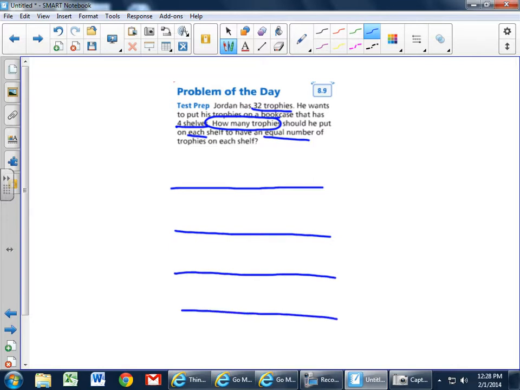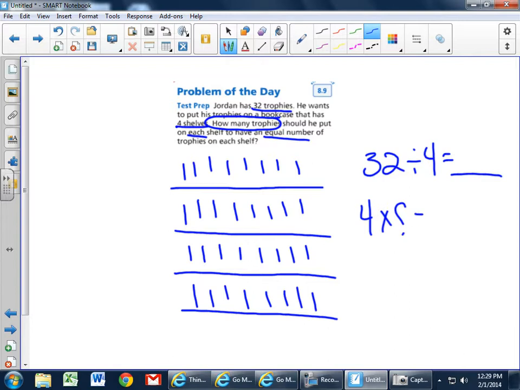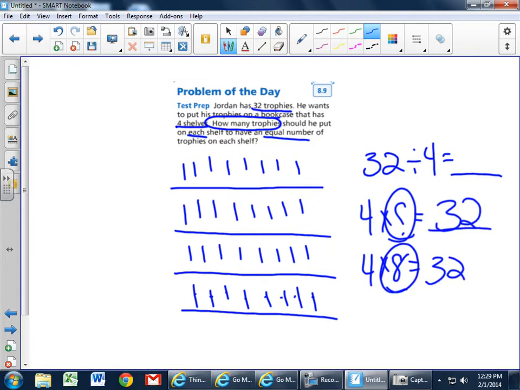And then counting out your 32. 1, 2, 3, 4, 5, 6, 7, 8 for each shelf, and then count them up, or you could know that 32 divided by 4 equals something that is part of a fact family. So what times 4 would give you 32? 1, 2, 3, 4, 5, 6, 7, 8. 4 times 8 is indeed 32. So he would have 8 trophies on each shelf.